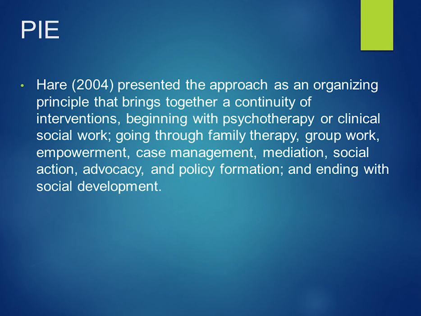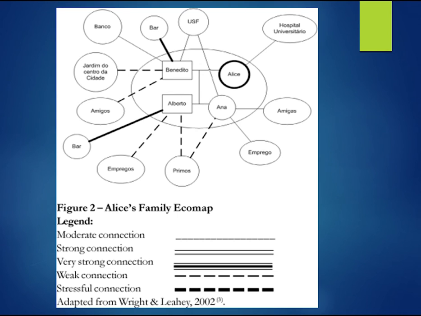Here is a good example of an ecomap. The interaction between these systems is dynamic. In these dynamic interactions, some of the systems act as inputs, outputs, or even as a two-way interaction. Some of these interactions require more energy, often targeted as stressful relationships.